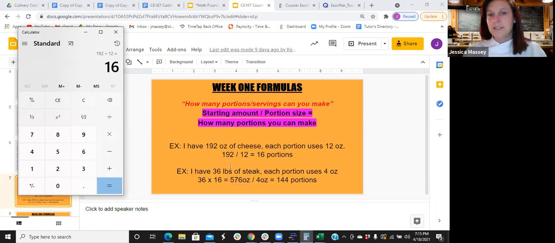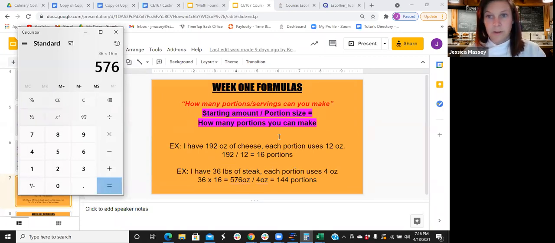So looking at our steak example, that's next. If I have 36 pounds of steak, each portion uses 4 ounces. How many servings or portions can we make? Your first step is this 36 pounds, you would need to convert to ounces. This is where those kitchen conversions come in that you're going to want next to you. So you would take that 36 pounds of steak and multiply it by 16, because we know there's 16 ounces in a pound. And we get 576 ounces, the same thing as 36 pounds.